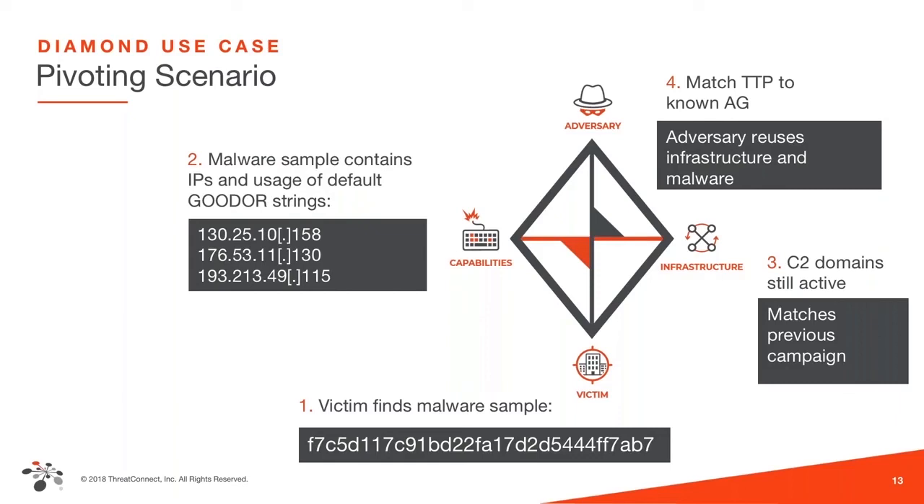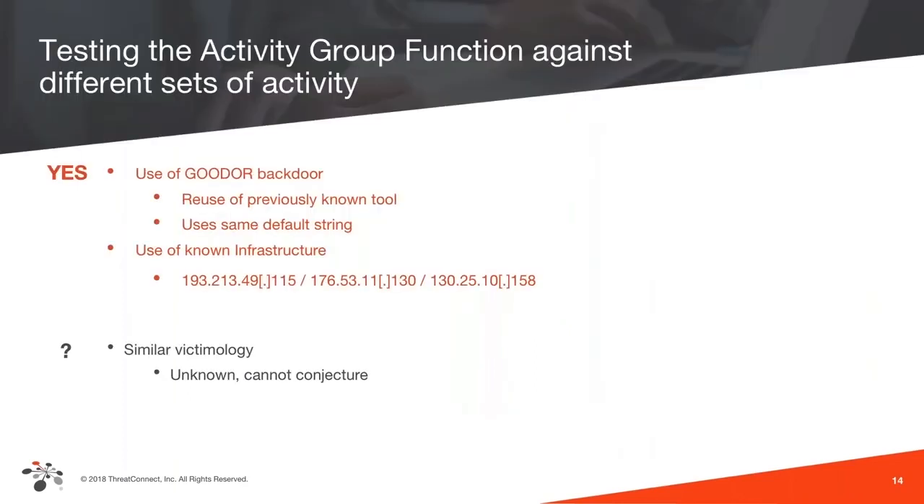Okay, so next, Andy. So a lot of good things, right? Like I just said, we have reuse of a previously known tool using the same default string, using known infrastructure. We've pivoted and found a different report over a different time frame that described another incident. And is this the same victim? Are we within their victimology? Maybe they changed over time, right? Maybe we are a new victim and they didn't follow through. These are all very good questions, right? As to what's going on here.